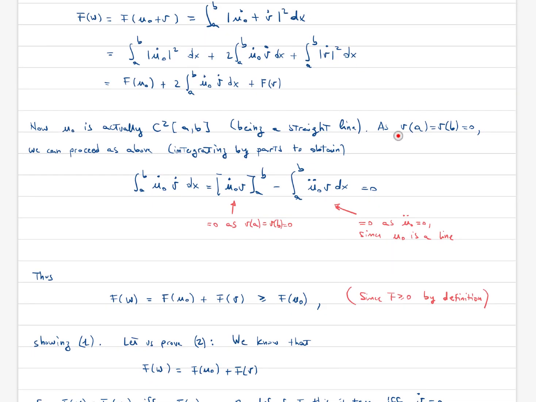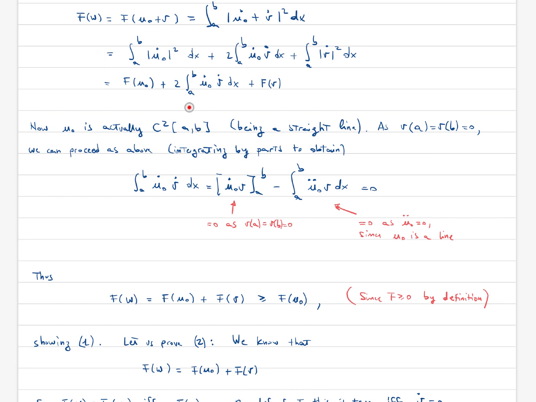And also, as v is 0 at the boundary, we can just compute this integral, integrating by parts, as before, and you end up with these two terms. Now, the first term here is u0 dot times v evaluated at the extreme points a and b, and this is 0 because v is 0 at the boundary. Also the second term is 0, because u0 is a straight line, so if you take the second derivative you get 0.